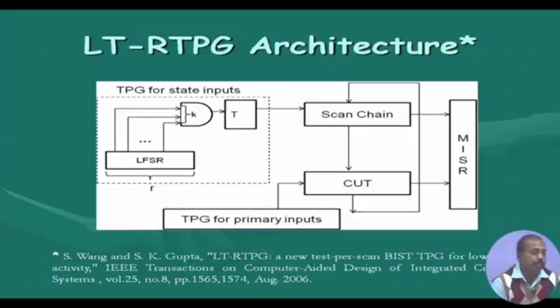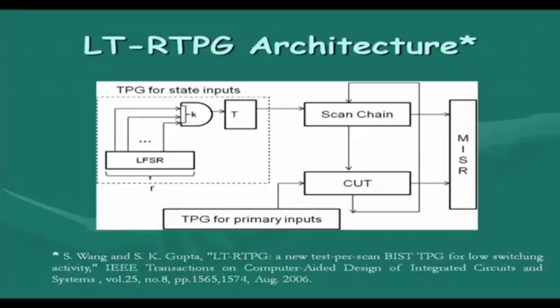Now, as soon as you make it a k input AND gate controlling the T flip flop, the possibility of introducing a transition becomes much less. So, that way this scan chain will have a very small number of changes, very little toggling in its input. As a result, the pattern that we are feeding to the circuit is going to have less switching. So, for the primary inputs, there may be a test pattern generator which feeds the primary input part, but for the scan chain part, these transitions are less.